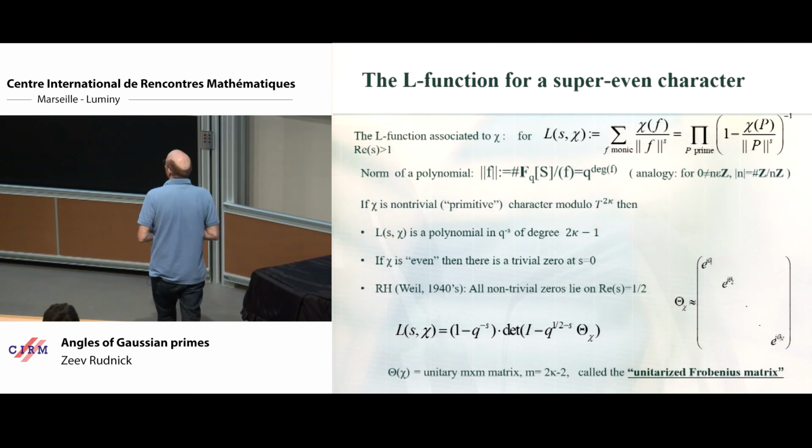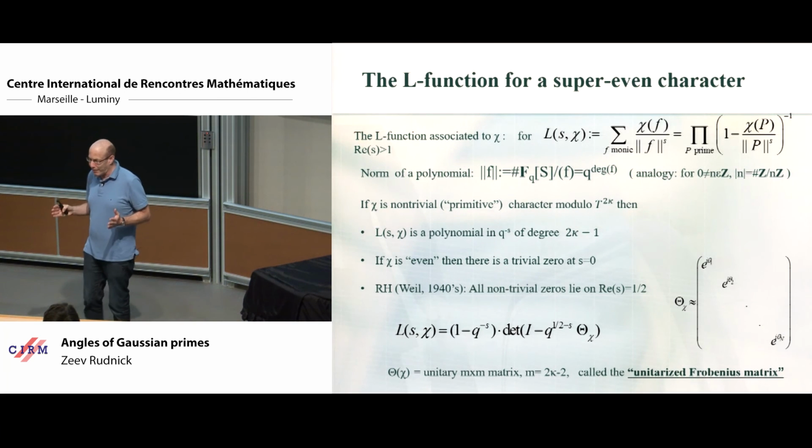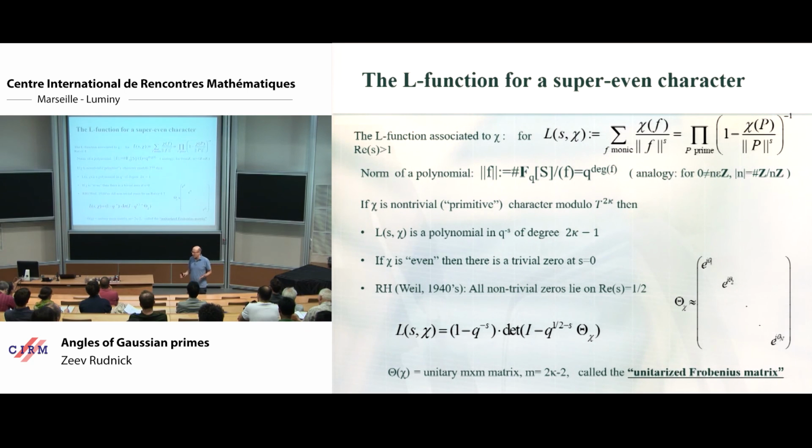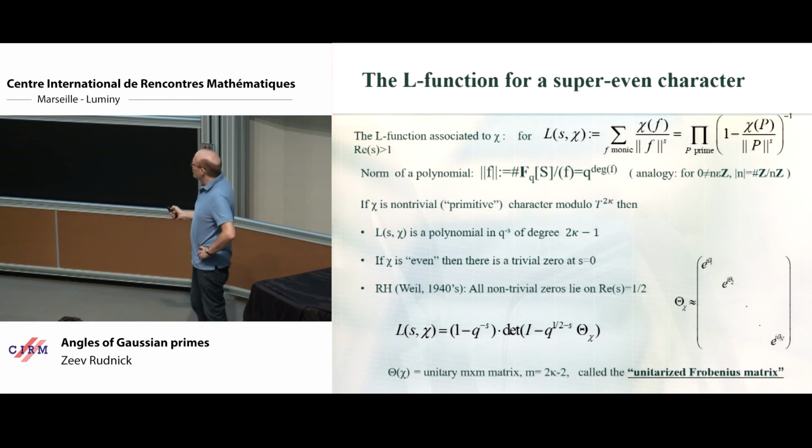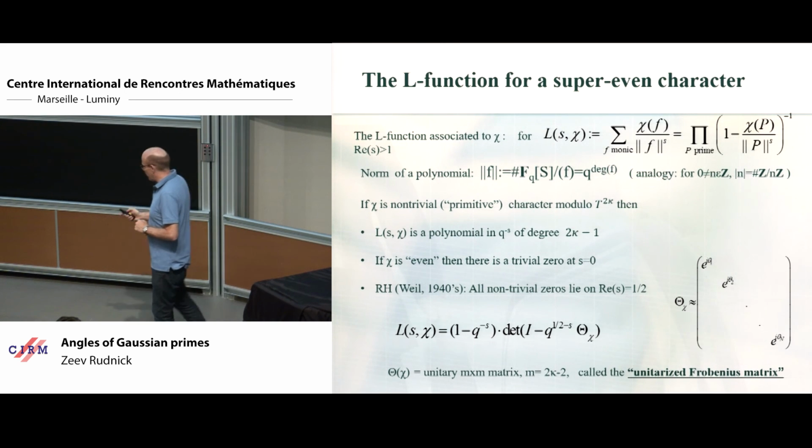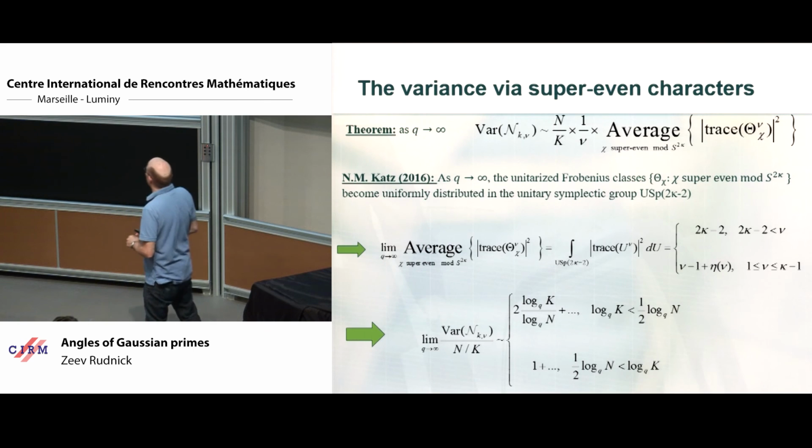That's the first slide. The second slide is that to each Hecke-Gaussian character, I associate an L function. That L function is known to satisfy the Riemann hypothesis because of the work of André Weil. It has a trivial zero and then a lot of non-trivial zeros. So I write these because I know where they are. I know the Riemann hypothesis. I write this L function as the characteristic polynomial of a matrix, which is unitary. That's the Riemann hypothesis here. It's called the unitarized Frobenius matrix. It comes from somewhere, but I'm not explaining this.